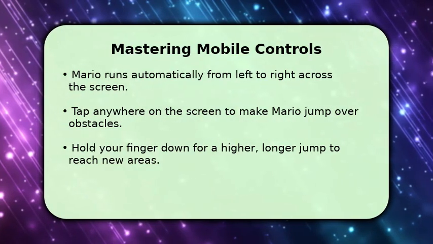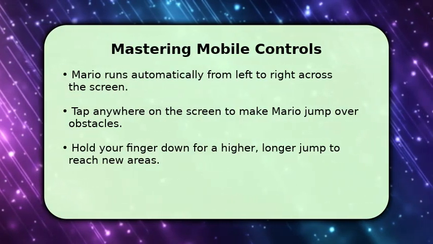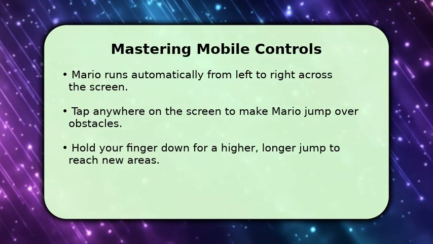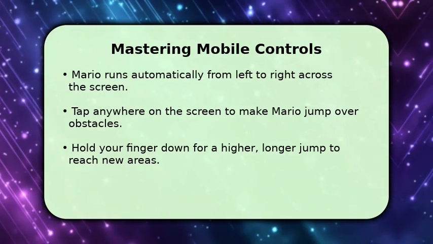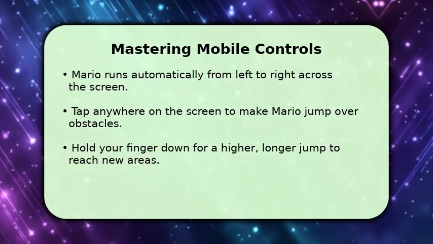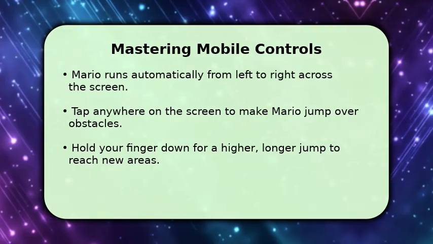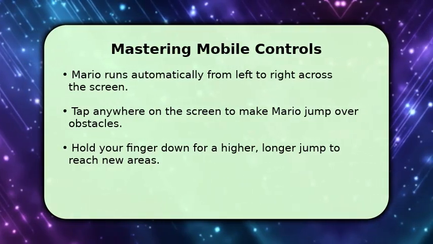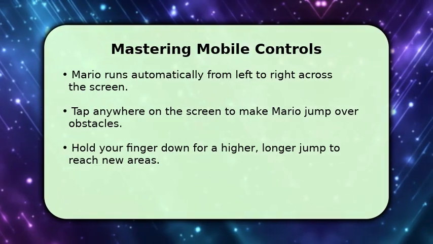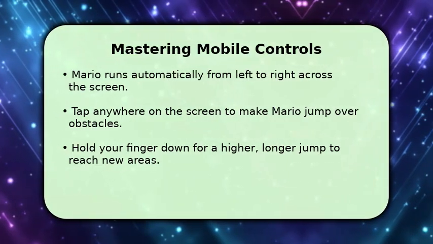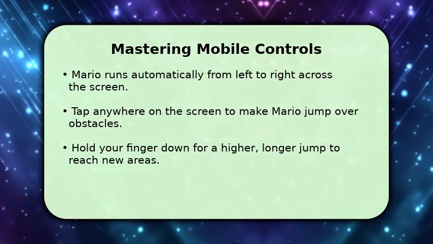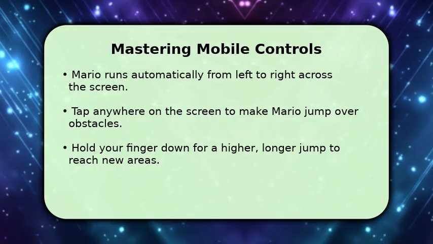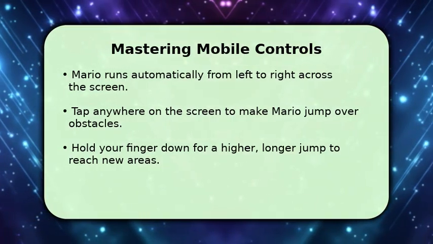Playing Super Mario Run is incredibly intuitive, designed for one-handed play. Mario automatically runs forward, so your main interaction is tapping the screen. A quick tap makes Mario jump over small gaps or enemies. Holding your finger down allows for a higher, longer jump, perfect for reaching distant platforms or performing stylish moves. Timing your taps is key to collecting coins and defeating foes.